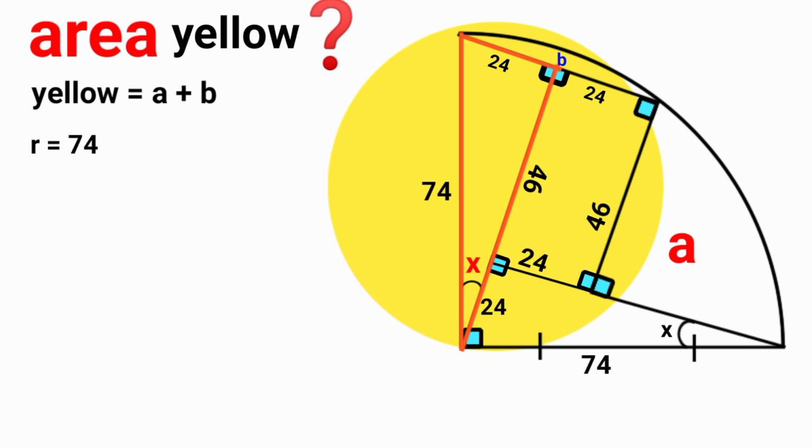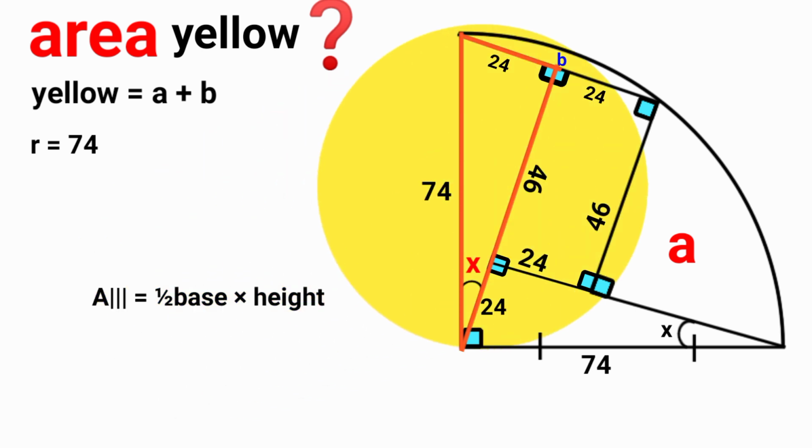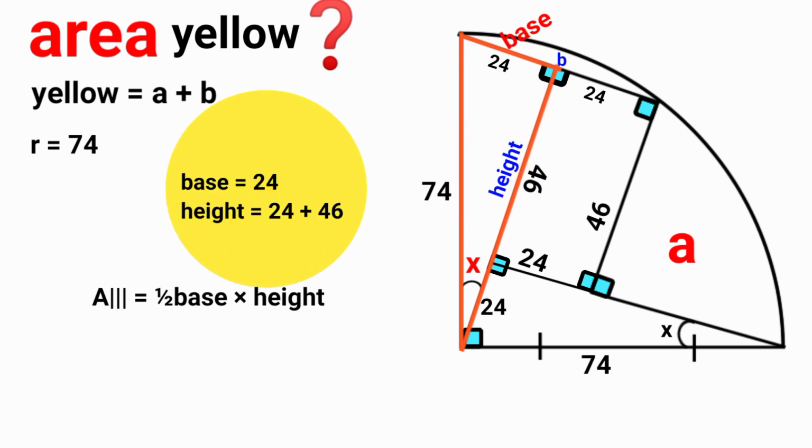Now look at this triangle. The formula for calculating the area of a triangle is half base times height. When it comes to a right angle triangle, the perpendicular sides are the base and the height. So if we take this side as a base, this must be the height. Now base equal to 24 and height equal to 24 plus 46. 24 plus 46 is 70. So height equal to 70.